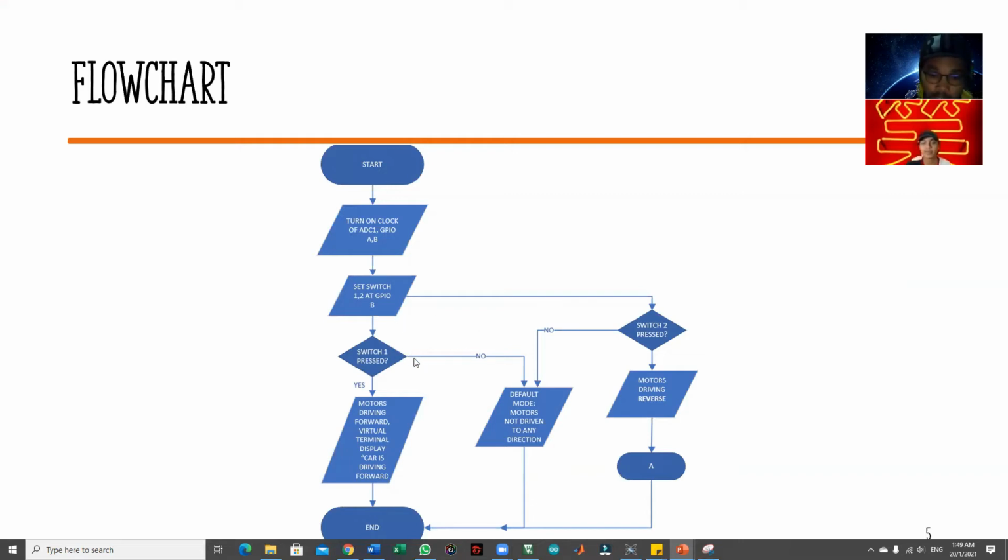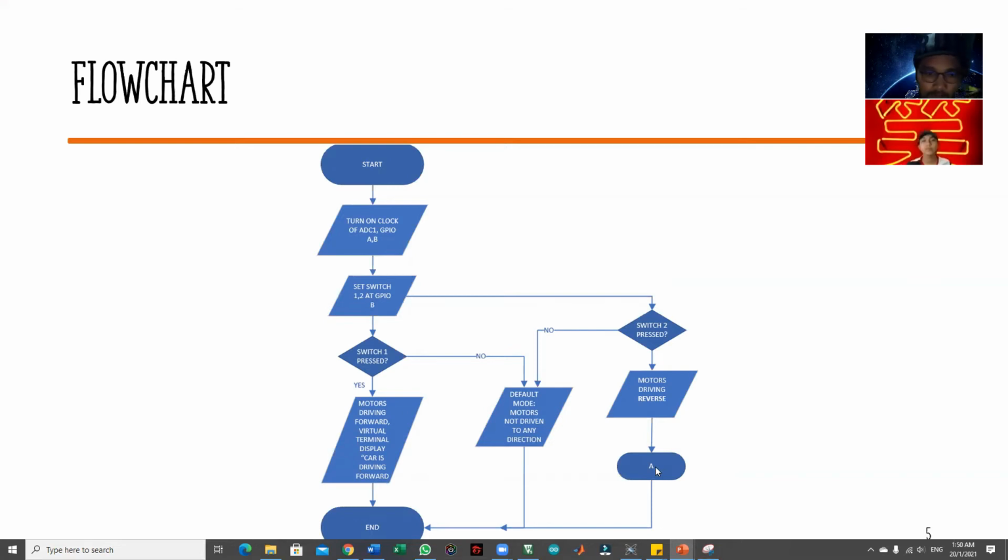And if both switches are not pressed, it is in default mode, which is the motor is not driven in any direction. It means the motor will remain static, I mean no motion at all. And if the reverse switch is pressed, or in other words, the reverse pedal is pressed, it means the motor is driving reverse, and it will move to function A.